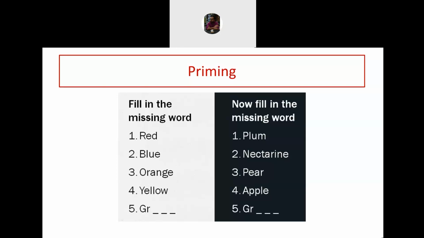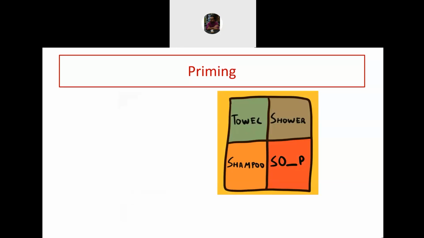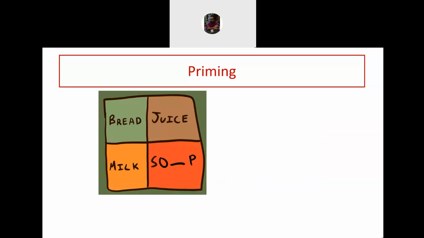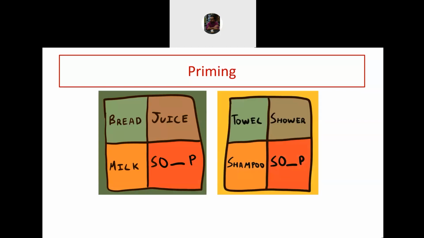Another example of priming you can easily guess. When most people are given this, towel, shower, shampoo, and dash, what do you think the answer would be mostly? The answer will be mostly soap, because we are talking of toiletries. Whereas if another group is given this kind of jargon, then maybe most of them will write soup, because we are talking in the context of food. Again, it is not mandatory that the answer has to be this, but in the majority of cases, the answers would be like this. And this is known as priming.